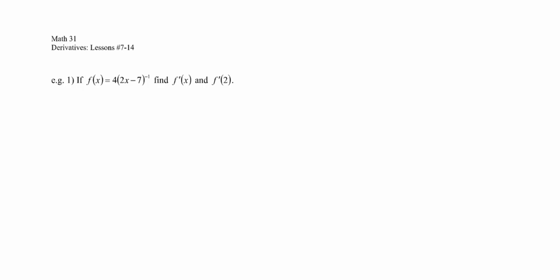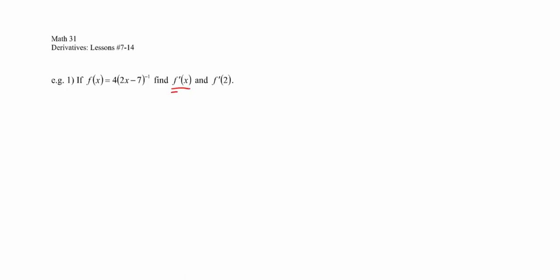So this question says, if f of x is equal to 4 times (2x minus 7) to the power of negative 1, find f prime of x, or the derivative of x, and f prime of 2. Okay, so the derivative at 2, right? So remember what we're looking for here. We're looking for the slope on that function, right?